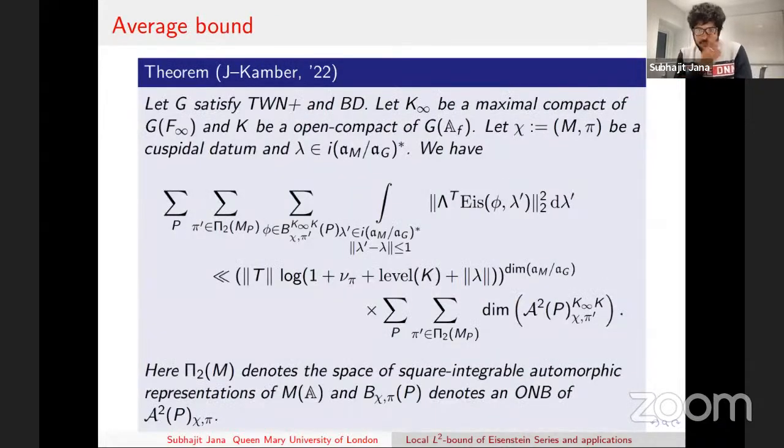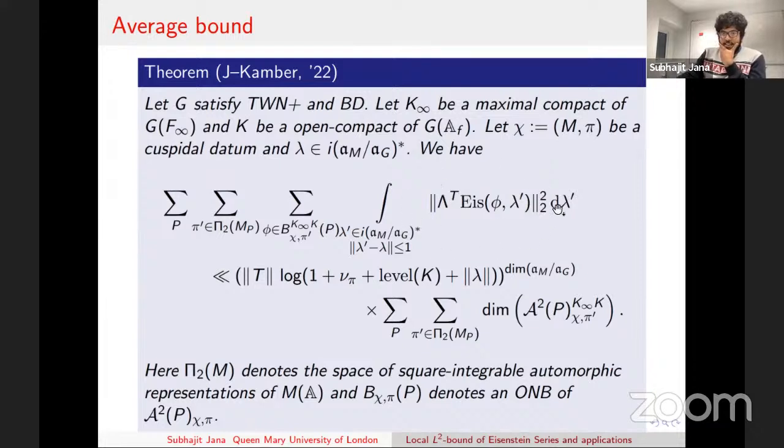Okay. Let me tell our result. This is quite long, so let me go a little bit slow. Let's say G satisfies these two properties, TWN plus and BD. Let K infinity be the standard maximal compact of G, the real points, and K the open compact on the finite ideles. Chi is a cuspidal datum, given by M and pi, and lambda is a generic point on the imaginary dual of A_M mod A_G. Then we have the following bound.